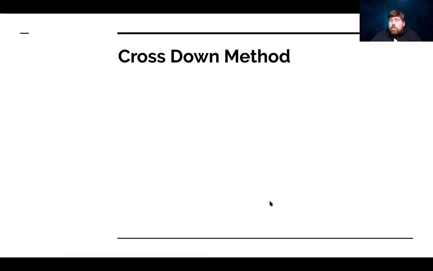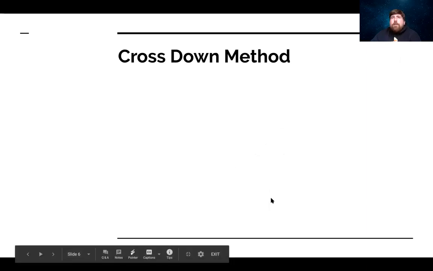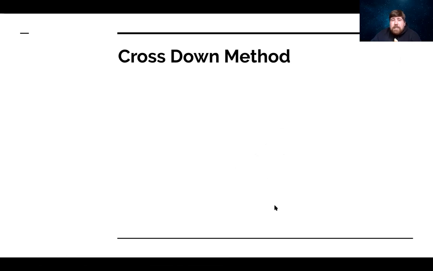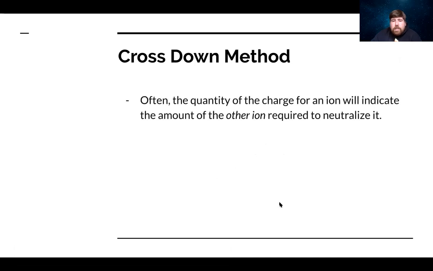Now, there is a cool trick that I can use for determining the formulas for ionic compounds, and this is based on the charge of those ions. The quantity of the charge for an ion will indicate the amount of the other ion required to neutralize it, to make the overall ionic compound not have a charge.